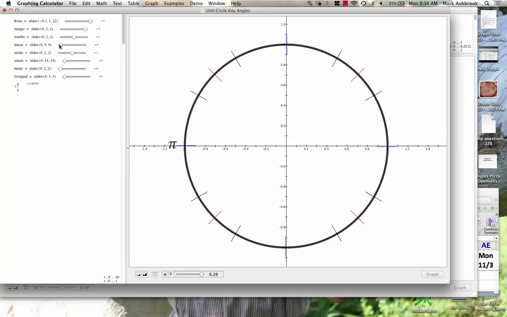Okay, so here's pi again. The red ones, we already got. Those are our pi over 4. Now let's do 6. Same thing, you just count, right? You just start with the first one. 1, 2, 3, but now we're counting by pi over 6. Okay, so here we go.